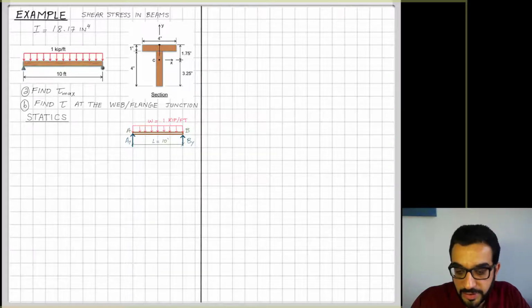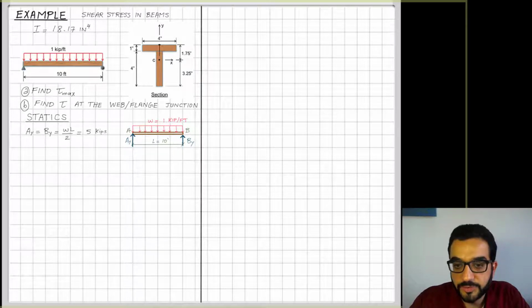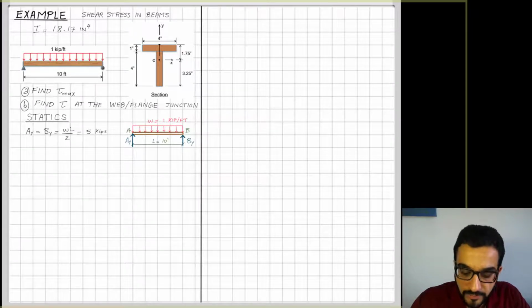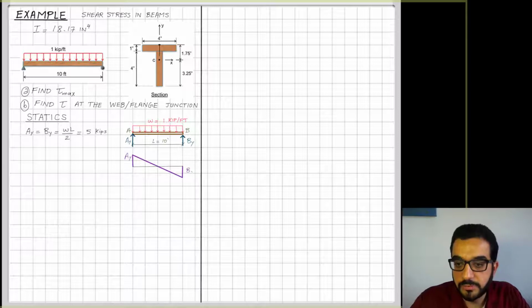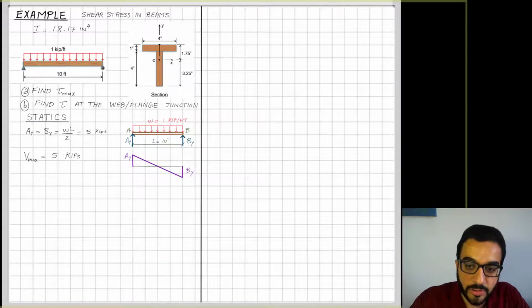You have two reactions at A and B, and just even from symmetry you'll find that A is equal to B, the reactions, and equal to WL over 2. So resultant here WL, and you split it between the two supports, and you end up with 5 kips force. So when you draw the shear diagram, you find that of course the maximum shear, internal shear force, is equal to the reaction, so either close to support A or support B will be the critical sections in terms of shear. And now the question is, where is tau max?